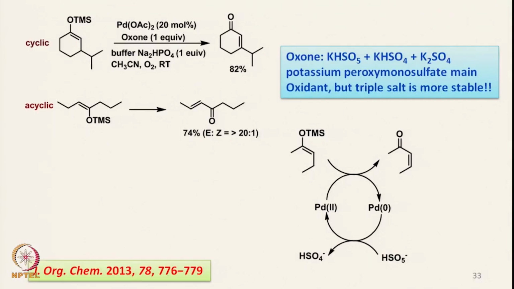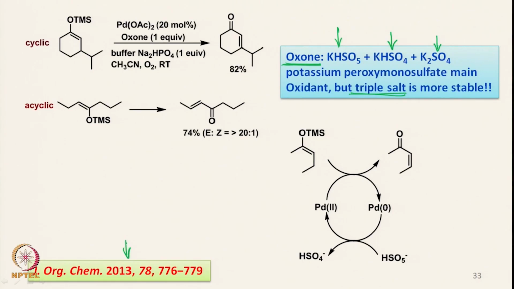Now you can also carry out this reaction, which was published in 2013, by using oxone. Oxone is basically a triple salt, which is primarily potassium peroxymonosulfate, and the potassium hydrogen sulfate and potassium sulfate are essentially there to stabilize the salt, because it is a peroxy salt.